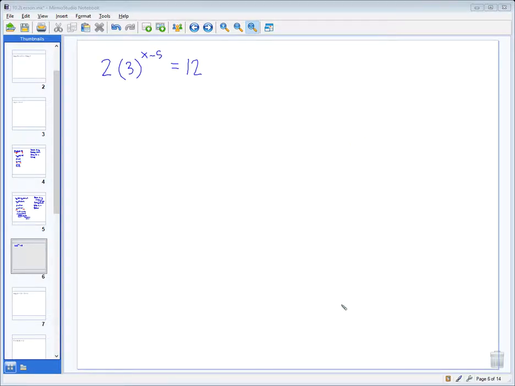All right, here's our last example. We're dealing with an exponential function this time. So we still want to follow the same steps. We're going to isolate the exponential. By isolating the exponential, it means that the base and the power, this whole thing counts as the exponential, which means anything outside of that I have to get rid of, like this 2. So it's 2 times our exponential, which means I need to divide both sides by 2. That leaves me with 3 raised to the x minus 5 equals 6.